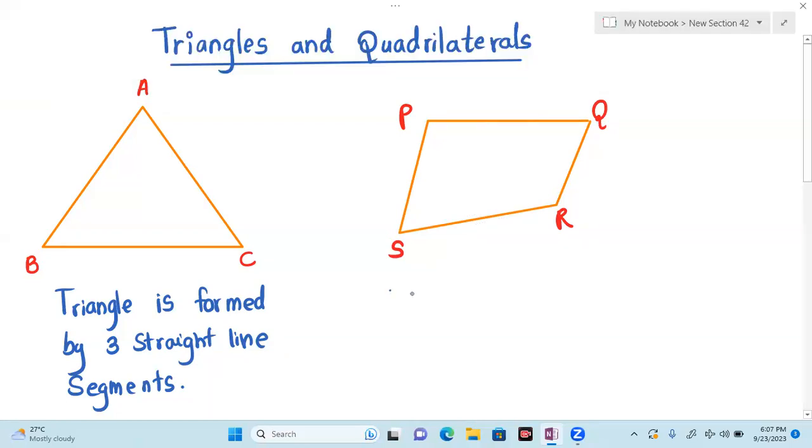Then we can write: a quadrilateral is formed by 4 straight line segments.